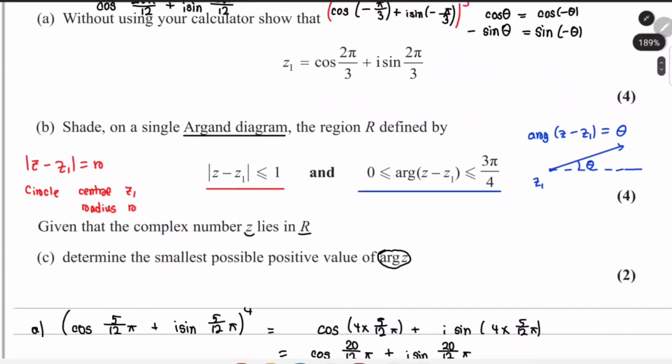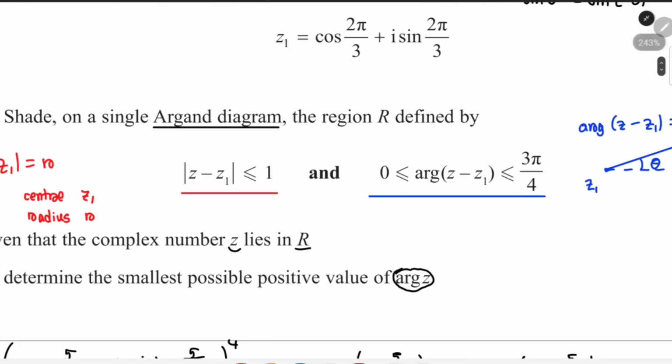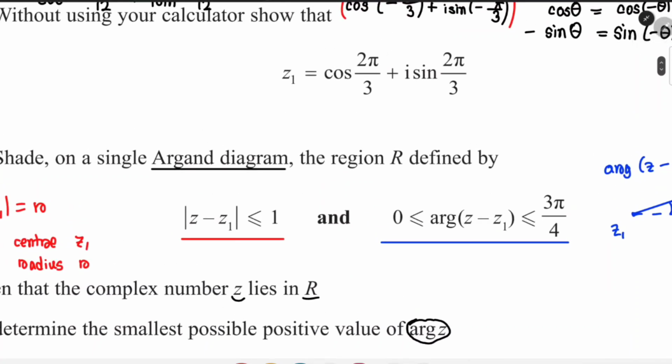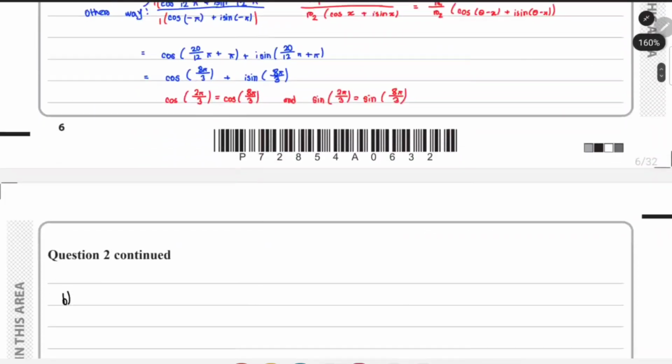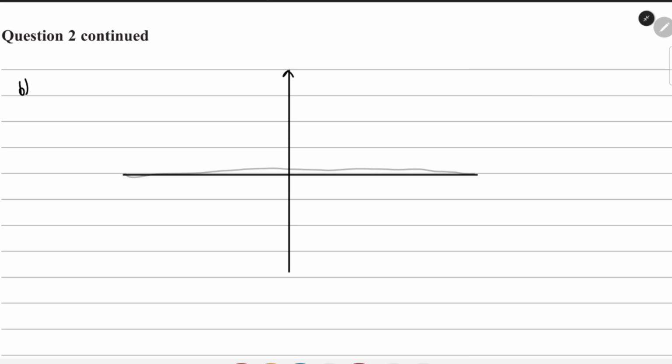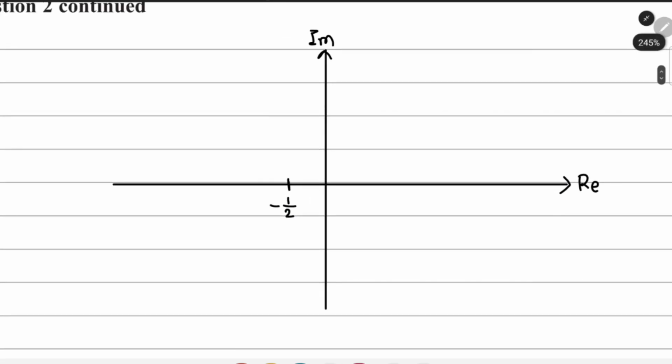Now at first I want to find where z1 is. Cos 2 pi by 3 is minus half, and sine 2 pi by 3 is root 3 by 2. So minus half, root 3 by 2 is the starting point. So I'll draw my axis over here. This is the imaginary axis, this is the real axis. I want to go minus half in the real axis and root 3 by 2 in the imaginary axis.